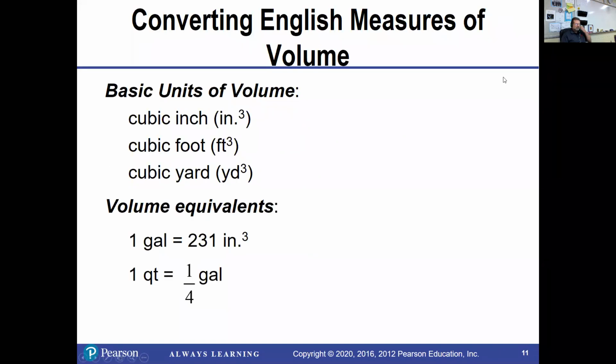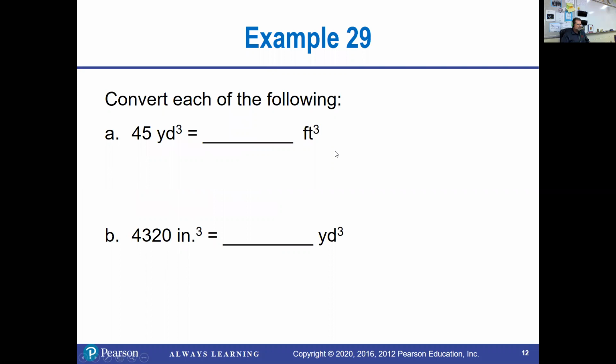So some basic things, basic units of volumes, we can have cubic inches, cubic feet, cubic yards, okay? Some conversion things, if you were ever asked, is 1 gallon is 231 inches cubed, or a quart is 1/4 of a gallon. Well, that's the one you need to know, but I'm not gonna make you do any of this stuff in my class.